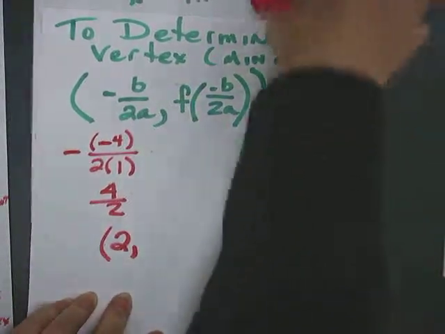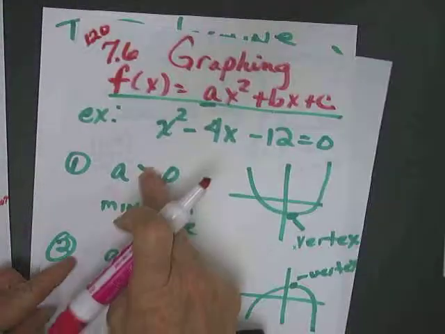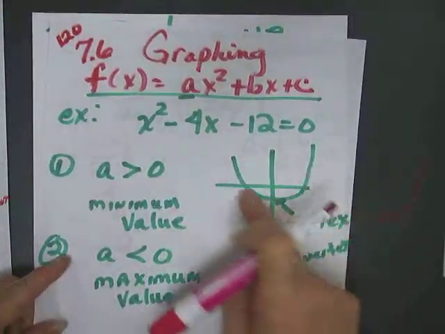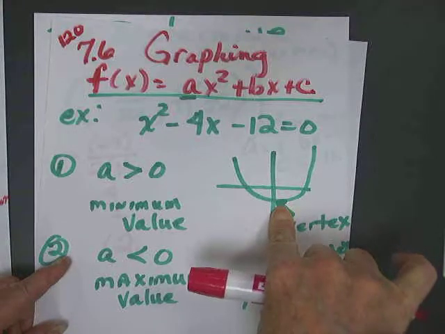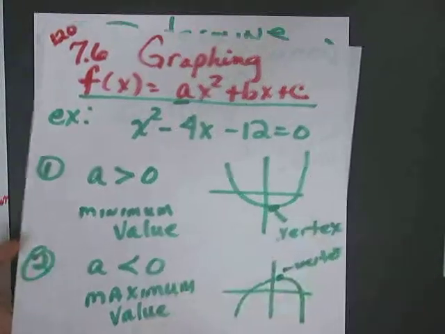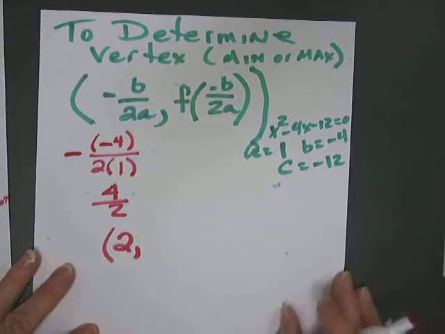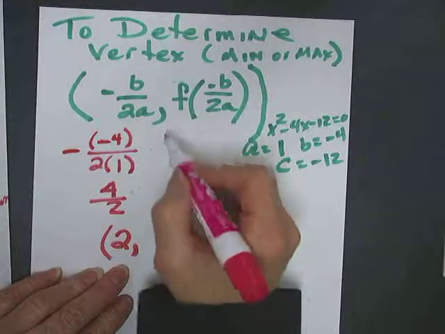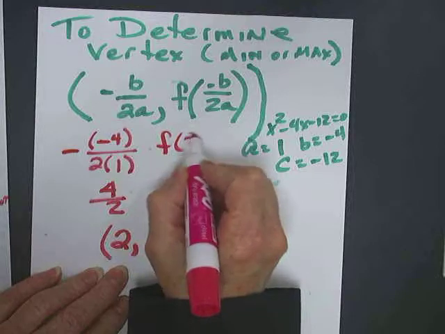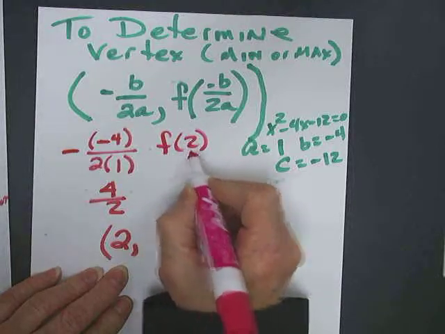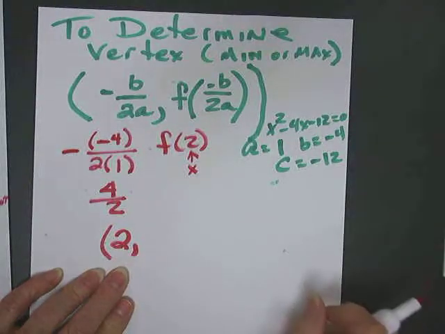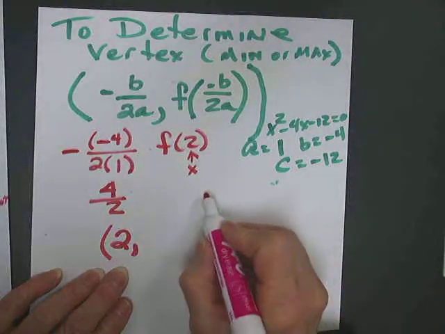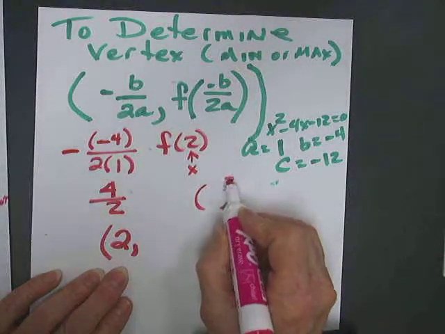So the x-coordinate of this one, it's a positive, so it's going to be greater than 0, it's going to go up like this. The x-coordinate of that point will be 2. Now let's find out what the y-coordinate will be. You're gonna do the function at 2. So you're gonna replace x with 2 in this.